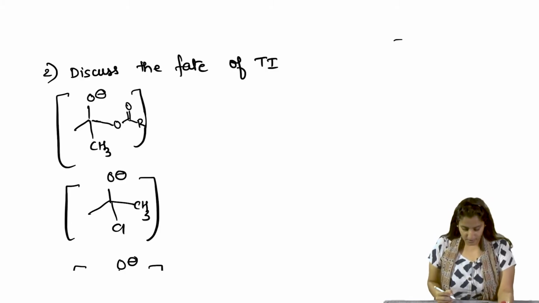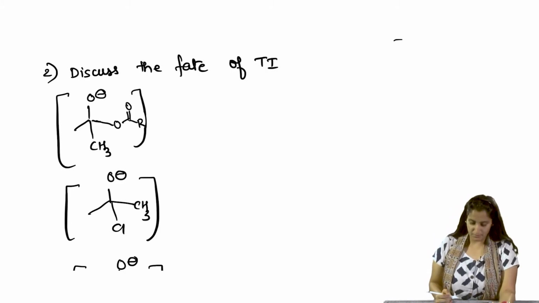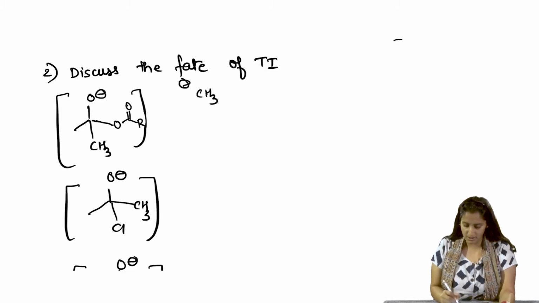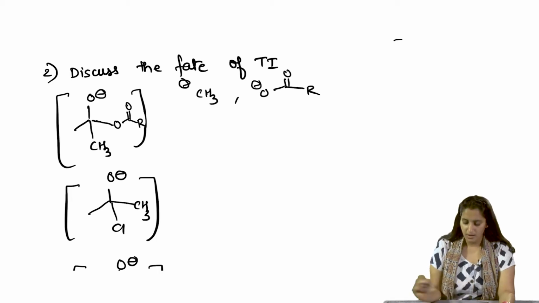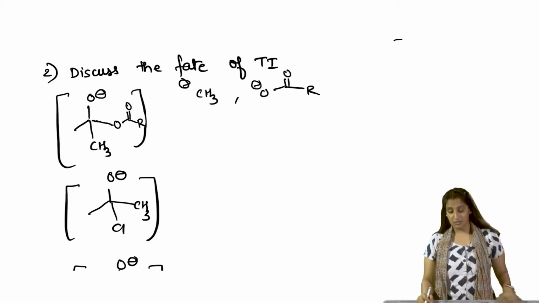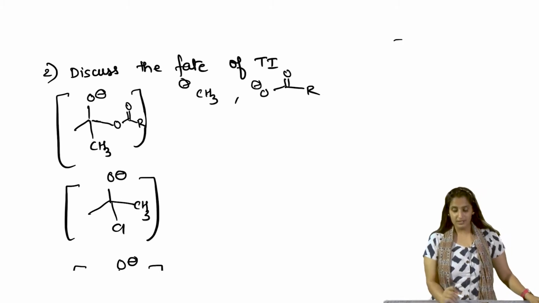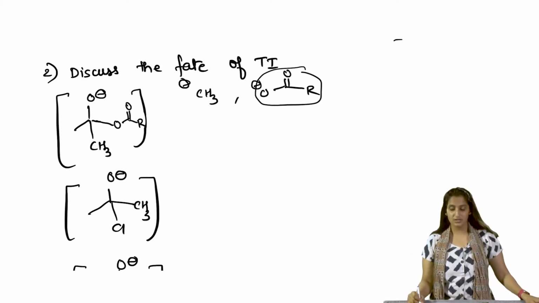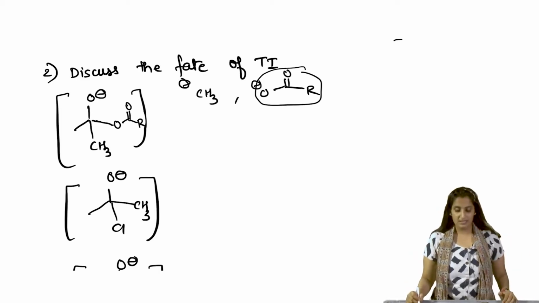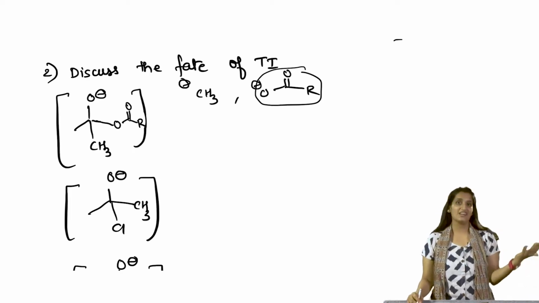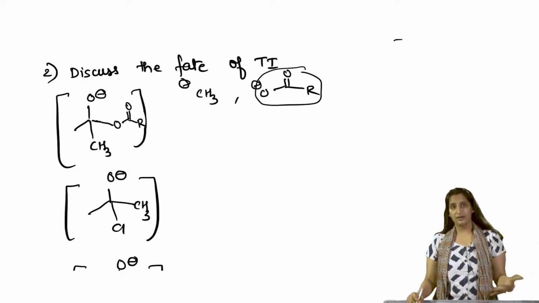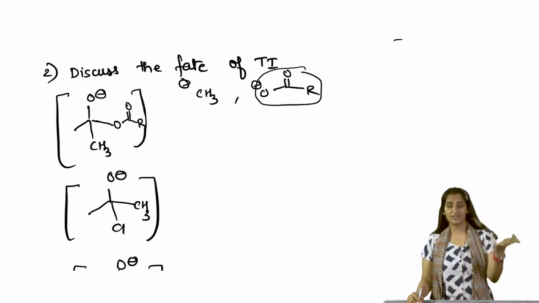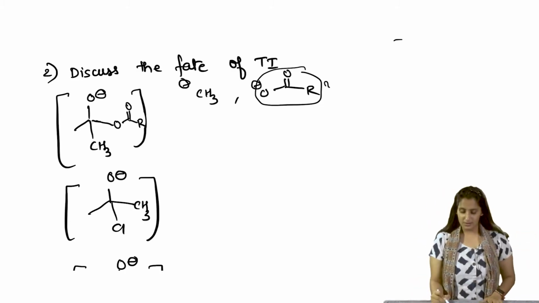So, now in the case of the first one, if this tetrahedral intermediate collapses, we have two options. We have either CH3 minus leaving, or we have this particular group which is a deprotonated carboxylic acid leaving. Now, between these two, remember this is a much more stable species because it has a resonance structure and it is resonance stabilized. We also know the corresponding pKa of the conjugate acid is 5, whereas for CH3 minus the pKa of CH4 is 50. So, there is a lot of difference. This is going to be our leaving group.